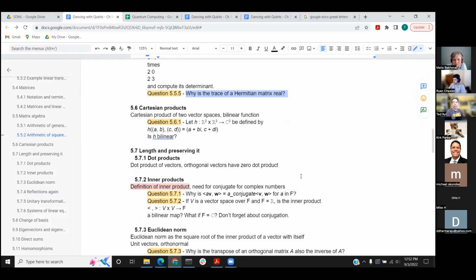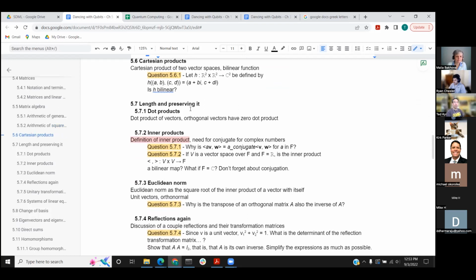Cartesian products, I'm not sure why the author included this. I'm not sure how combining state spaces is going to relate or not relate to Cartesian products. But basically, you can just combine two vector spaces, sort of the gist.